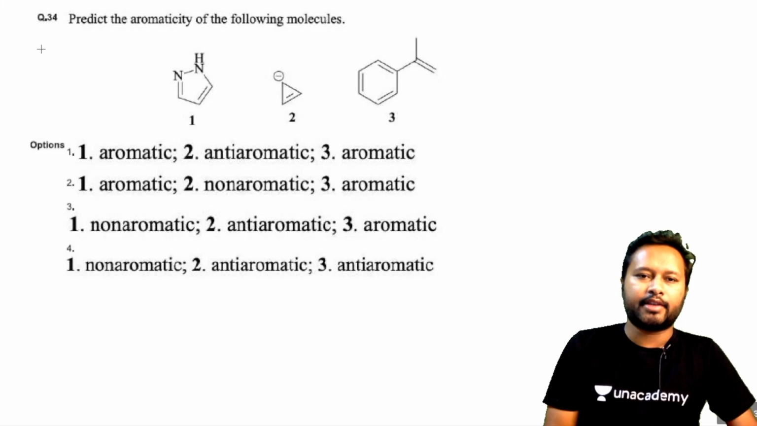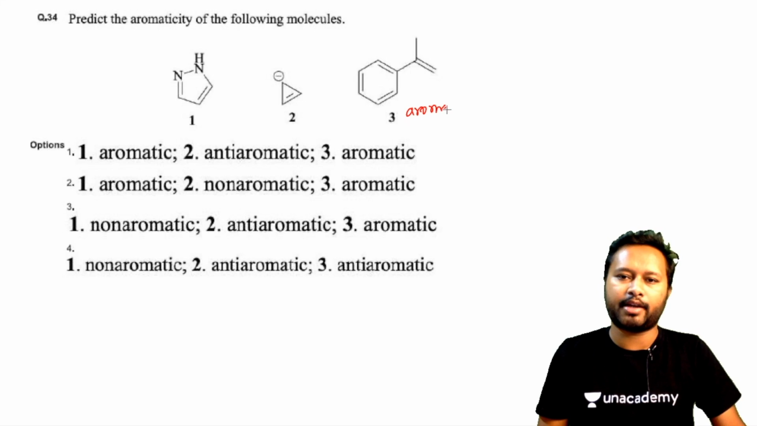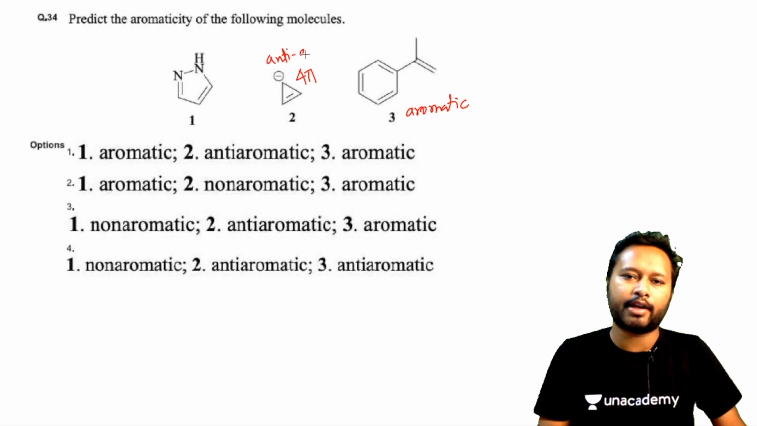All right, let's take the next question. It says predict the aromaticity of the following molecule. Pretty simple. You know this is going to be aromatic. Why? Because 6 pi electrons. Here you have just 4 pi electrons. That makes it anti-aromatic.